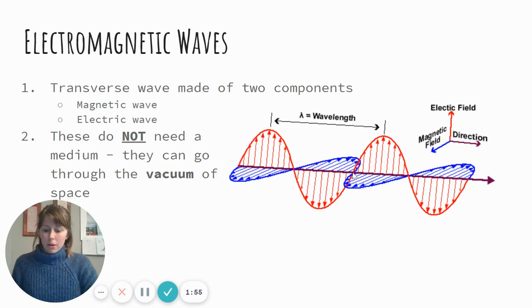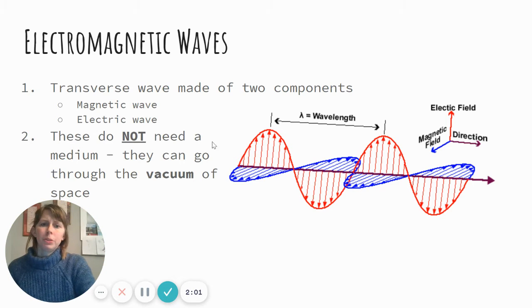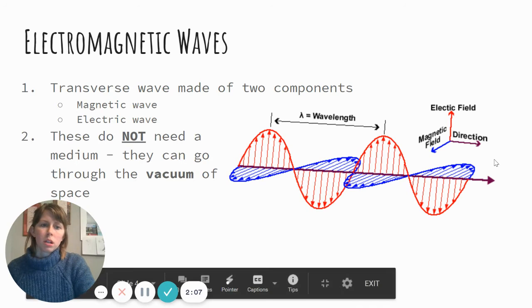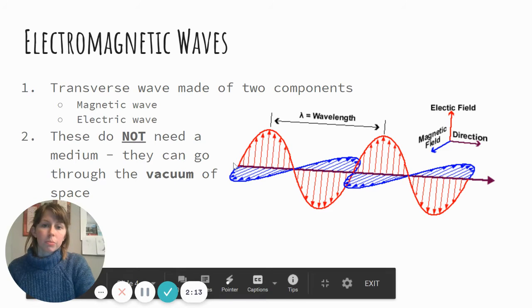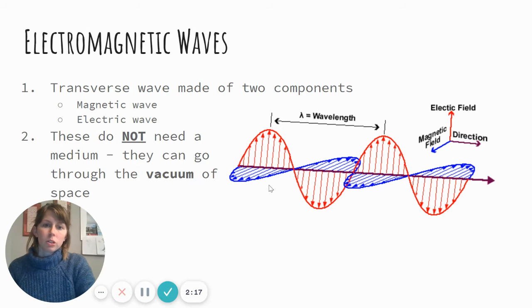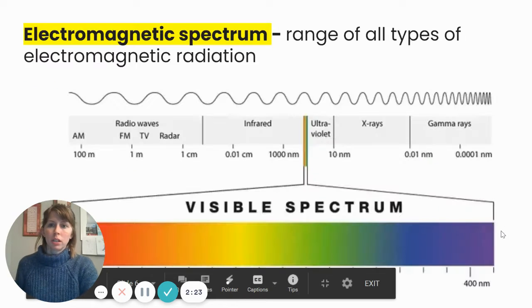The model that I would like you guys to copy, so in your notes it says to draw a model, is this right here. What you can do is draw a line on your paper and then draw one transverse wave that goes up and down. You should color this red and label it electric field. And then the blue is the magnetic field. Okay? You can do that now. When you're done, you move on.